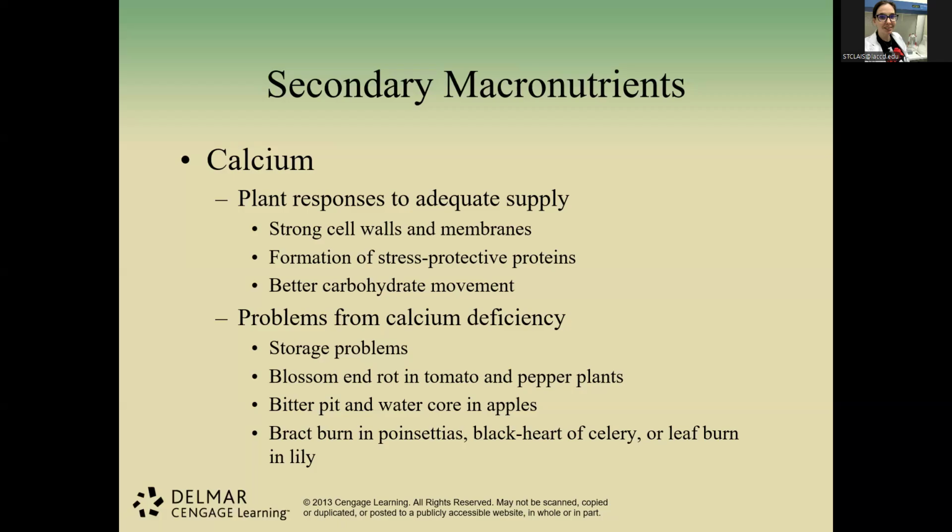However, if calcium is deficient, then we're going to have storage problems. Blossom end rot occurs in tomato and pepper with calcium deficiency. We also have bitter pit and water core in apples, which is a problem caused by calcium deficiency. Poinsettias will have bract burn. We'll have black heart of celery, and leaf burn occurs in lily from calcium deficiency.